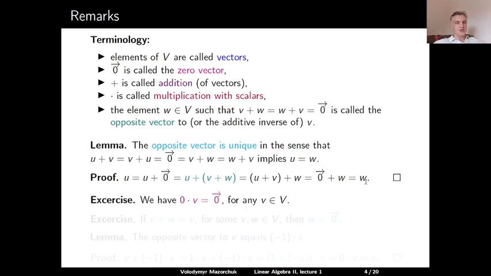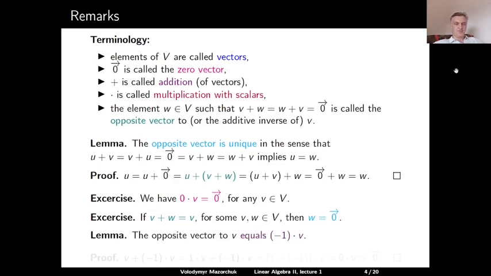Similarly, one can show that multiplying any vector v in V with the 0 real number, one gets the 0 vector in V. So this is an exercise. Another nice exercise is that if v and w are two vectors in V such that v plus w is equal to v, then w is equal to the 0 vector. Here is another lemma.